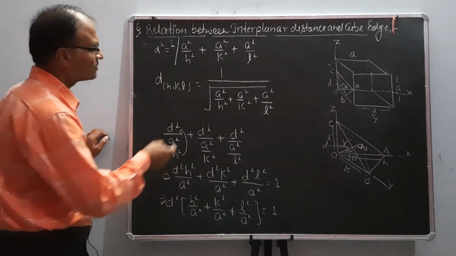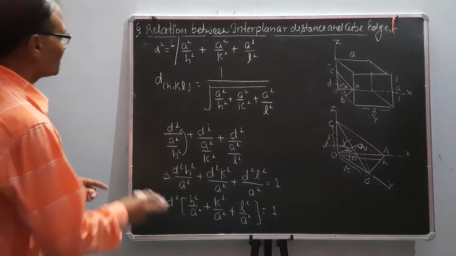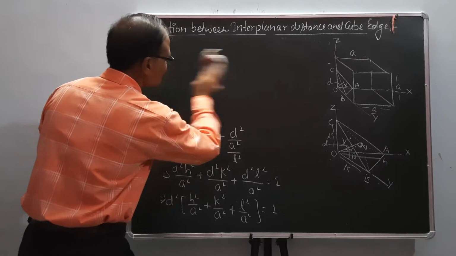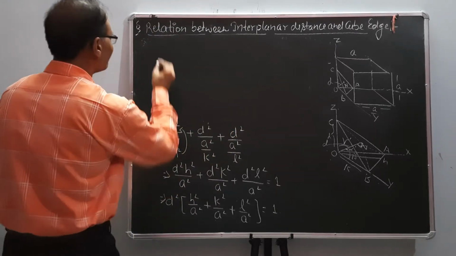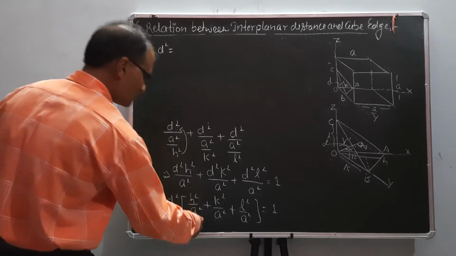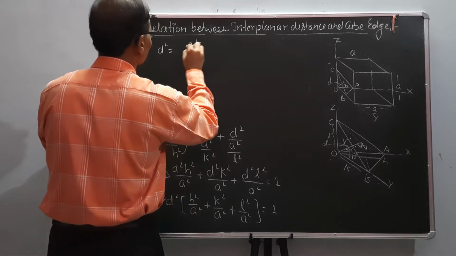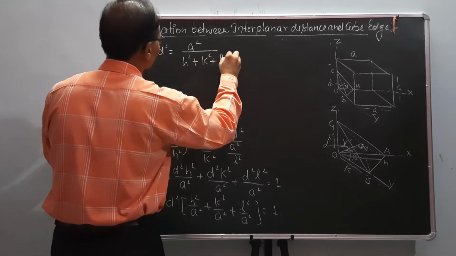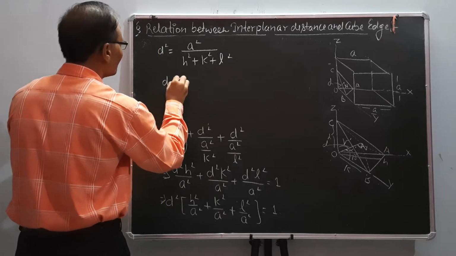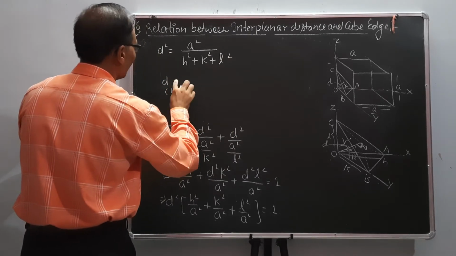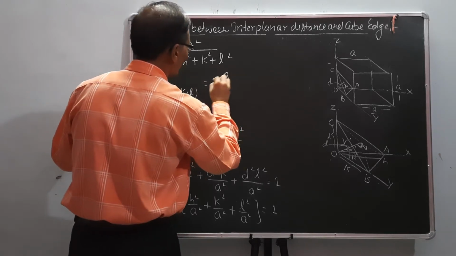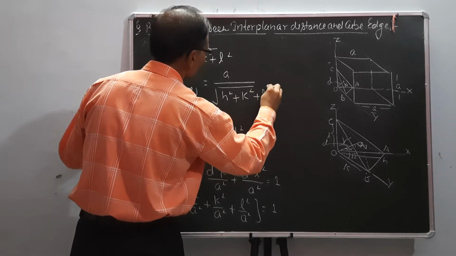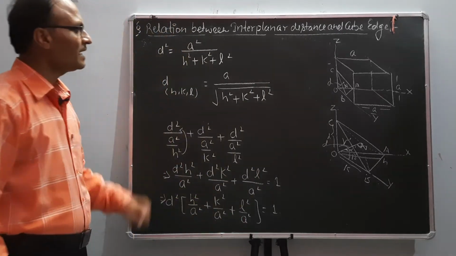If the length is different, now the value of this equation you have moved to d square equals a square upon h square plus k square plus l square. If we calculate the value of d, d h k l equals a upon under root h square plus k square plus l square. This is d h k l.